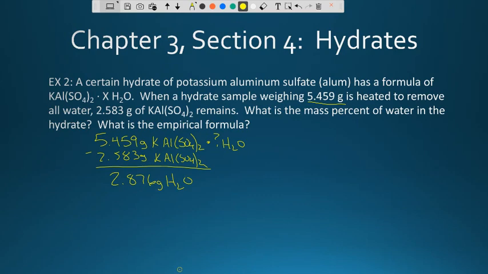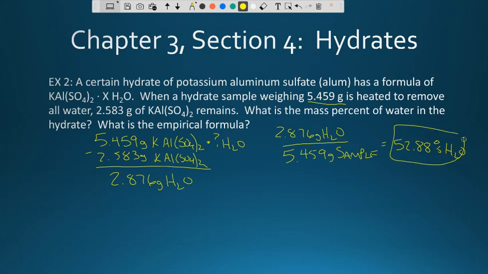Well, remember, mass percent is just what you got divided by the entire thing. So 2.876 grams of water divided by the entire sample's worth, which is 5.459 grams of sample, that's going to give me 52.88% water. All right, so that's the percent of water that we find in there. So the question is, how can we use this also to figure out how much water in terms of moles in at least the empirical formula? Now notice I used the keyword of moles.